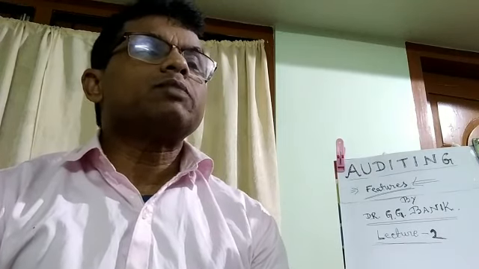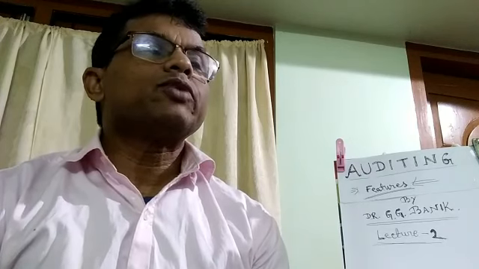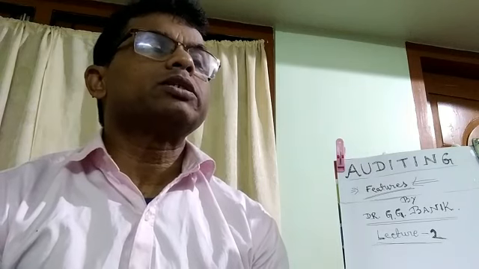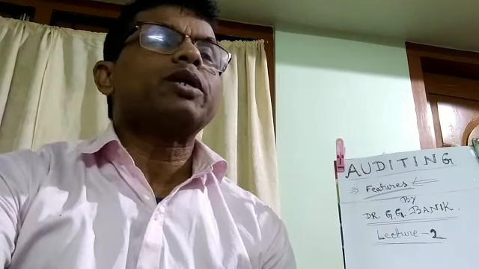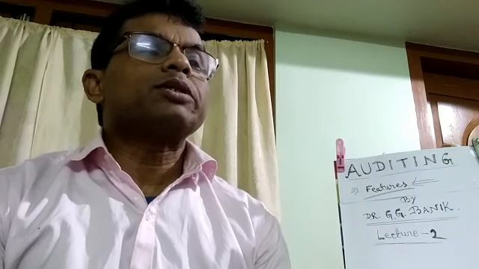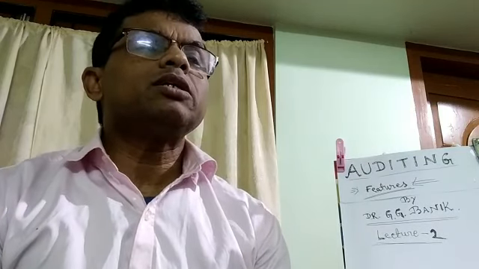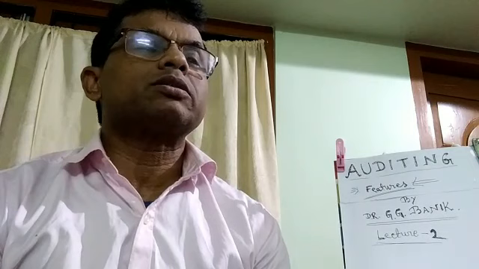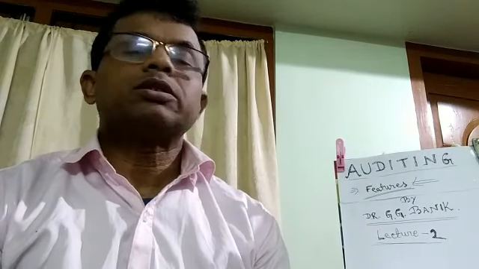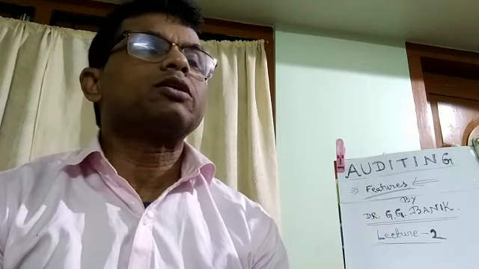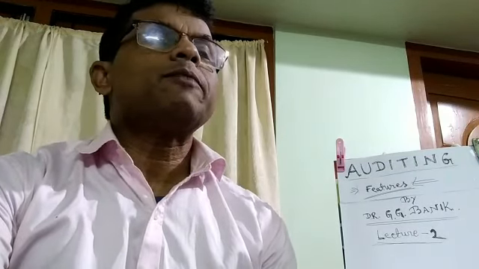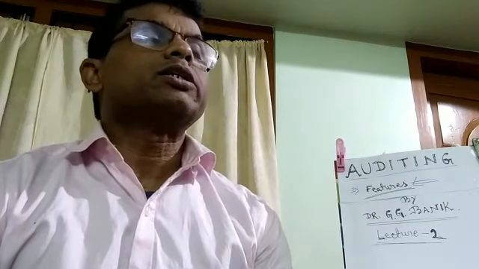Then audit is an examination of the books of accounts and the financial statements of the organization. It's an examination of all the books of account and financial statements. The auditor has to examine the financial statements. It's essentially verification of the final accounts of the organization, that is, the balance sheet, then the profit and loss account, or in the case of a company, the statement of profit and loss. And these things are to be verified and checked by the auditor.